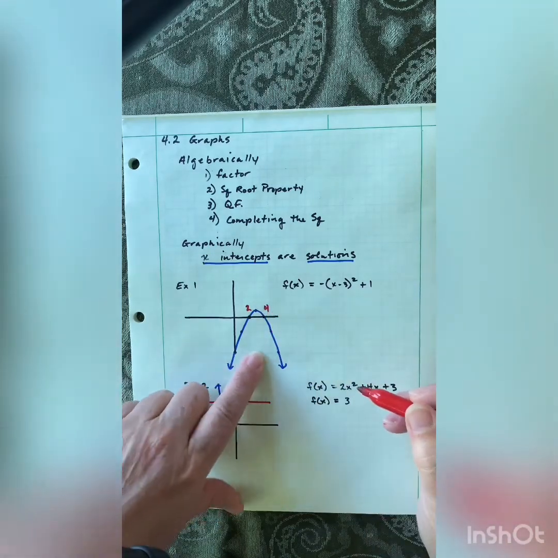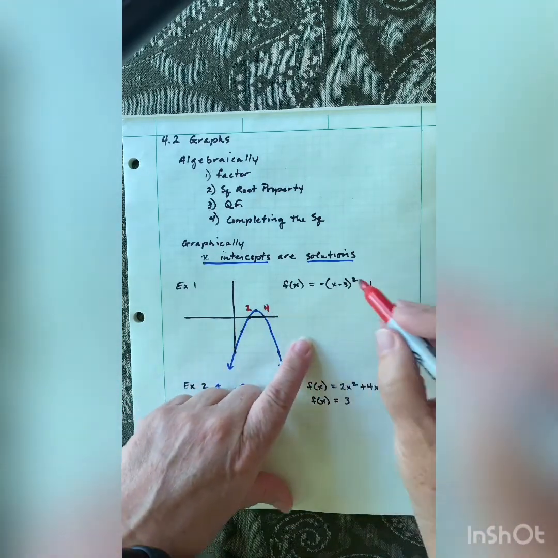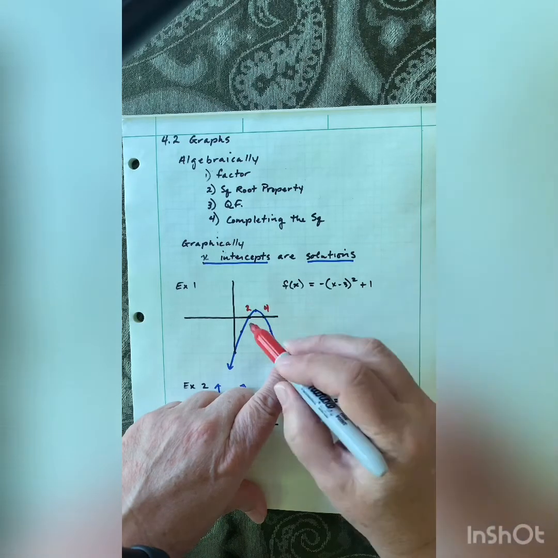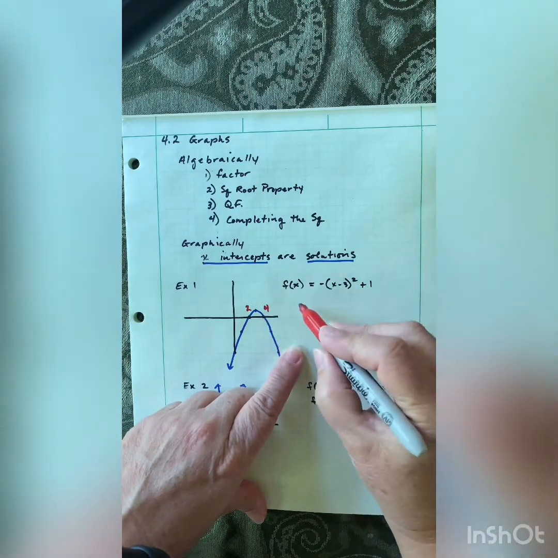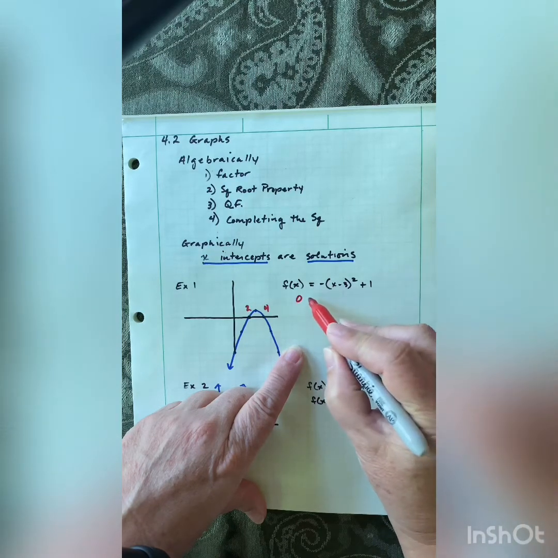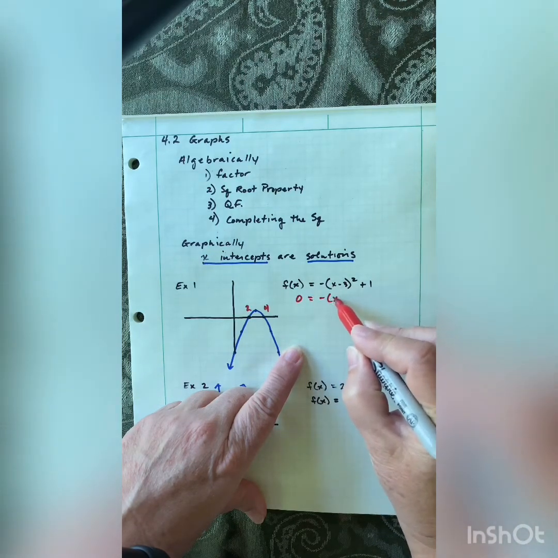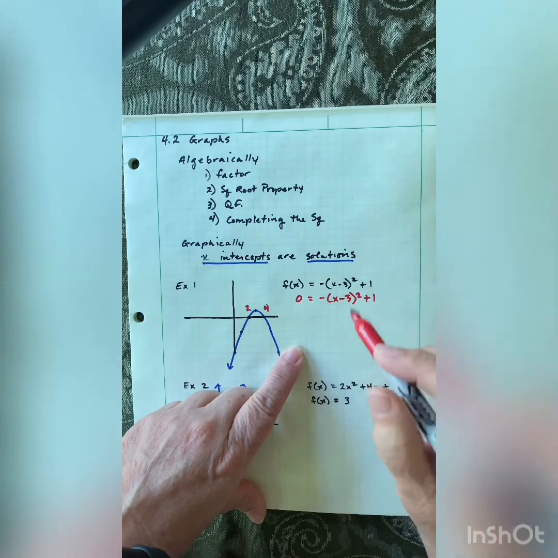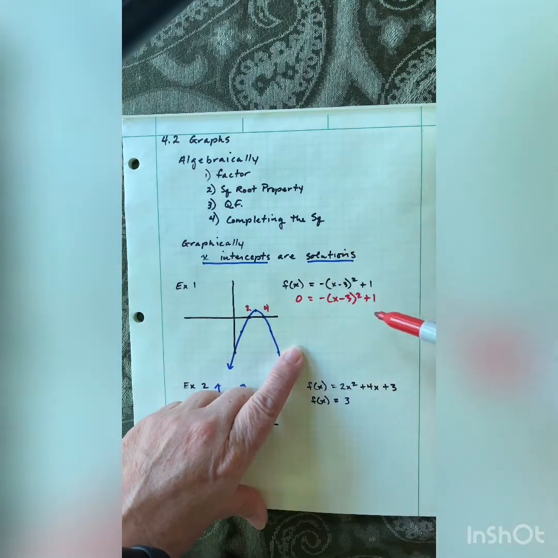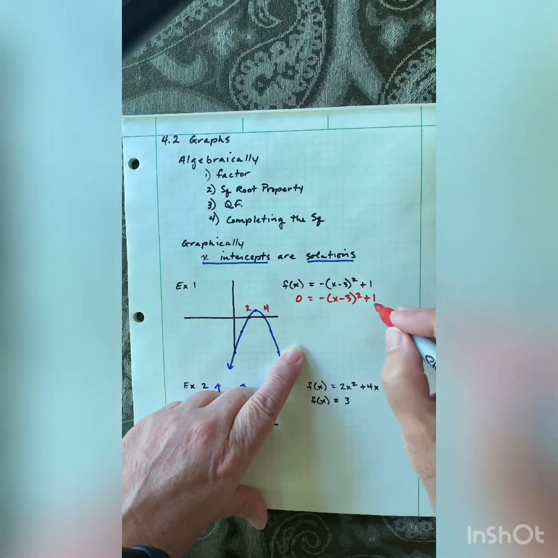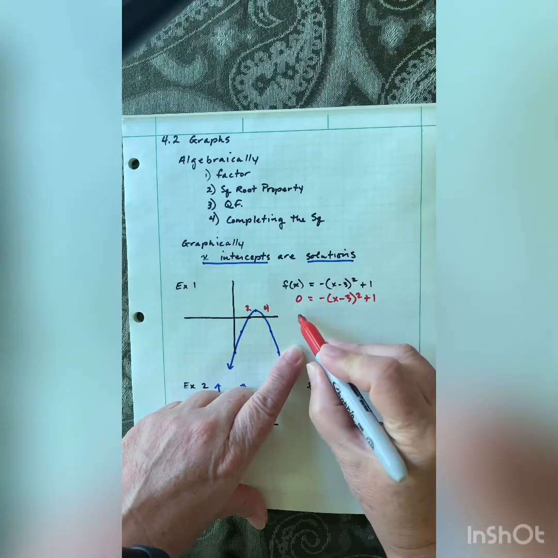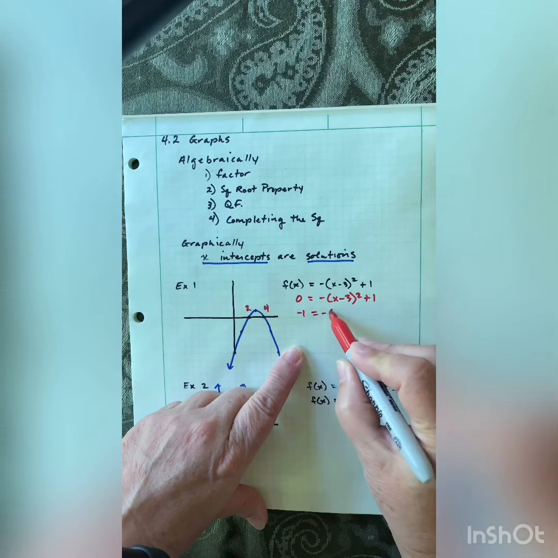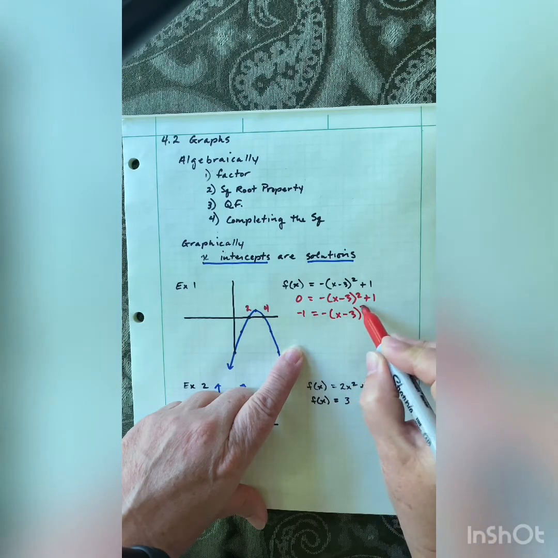Those are my answers. All right, let's do this one algebraically and see if we can get the same answer here. I'm trying to figure out what my x-intercepts are, so I'm going to put a 0 in there, equals negative (x minus 3) squared plus 1. I'm going to use completing the square on this because we're already halfway through the process. I'm going to move this to the other side. Negative 1 equals negative (x minus 3) squared.